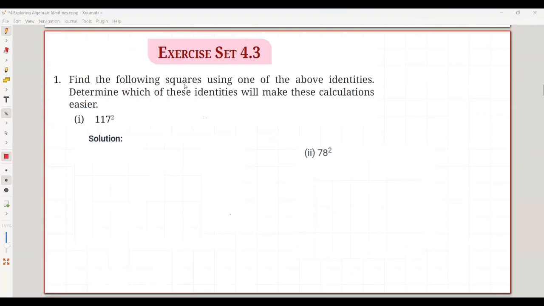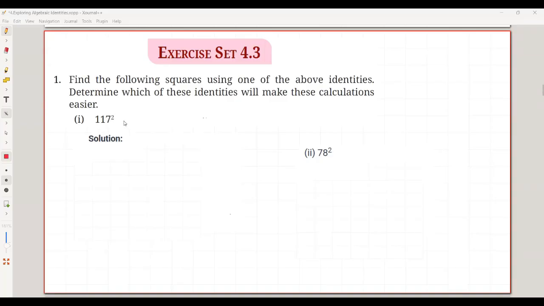Now, exercise 4.3. Find the following squares using one of the above identities. So I have shown three identities, right? You can use any one identity to find the answer for the question. So determine which of the identities will make the calculation easier. 117 can be split in many different ways. Which one will be easy to get the answer, we have to check.